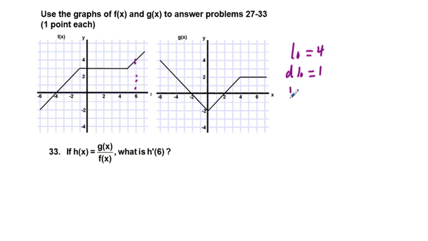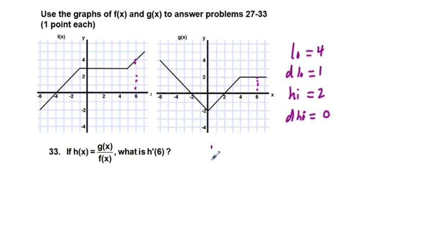And then high is going to be this thing at g, so we come over to 6. Well, that's going to be 2. And the derivative of our high, which is the slope, is 0.